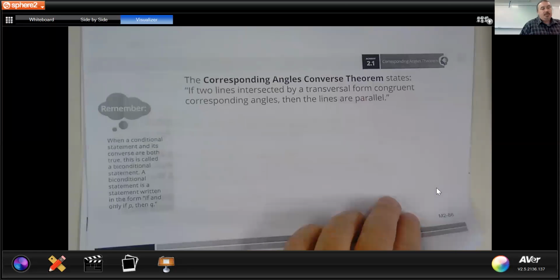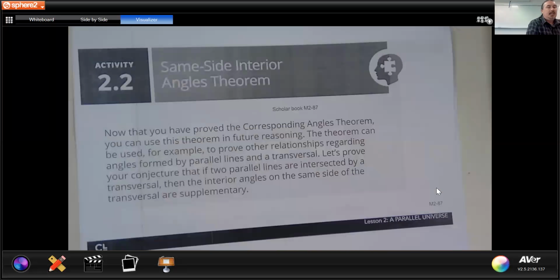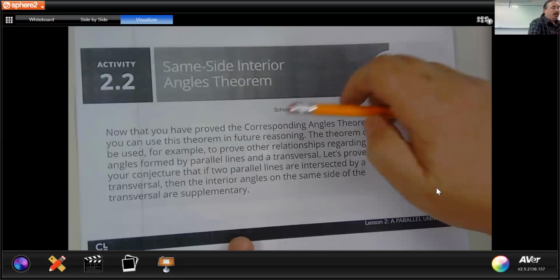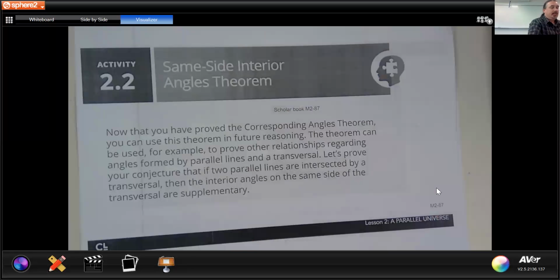So let's work on some proofs. In particular, same side interior. And I'm going to give you some time to look this over. Go ahead and pause the video. But what we're going to do is a series of proofs. And the first one we're going to work on is prove that same side interior works.